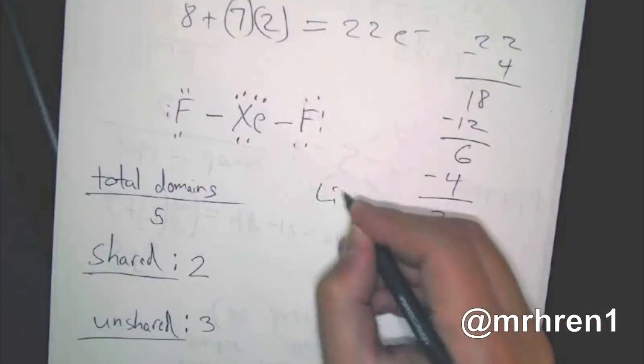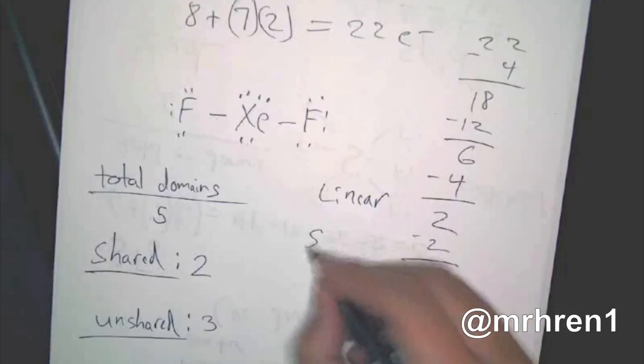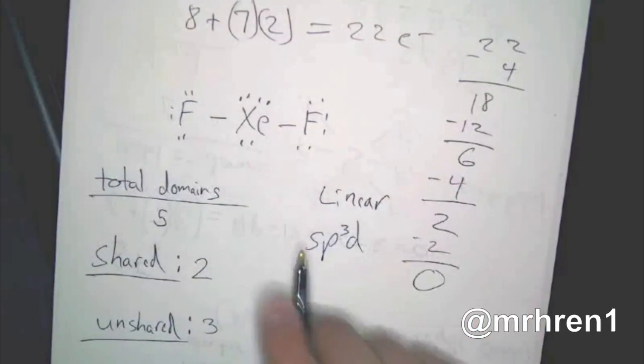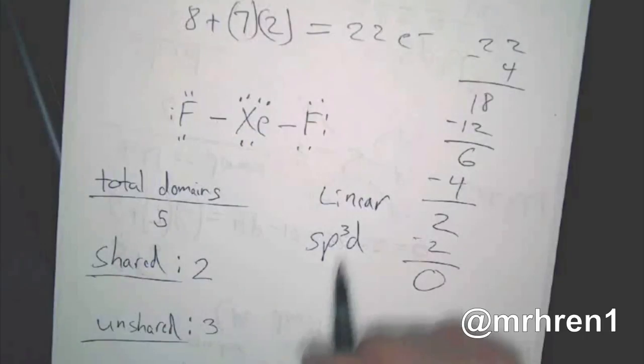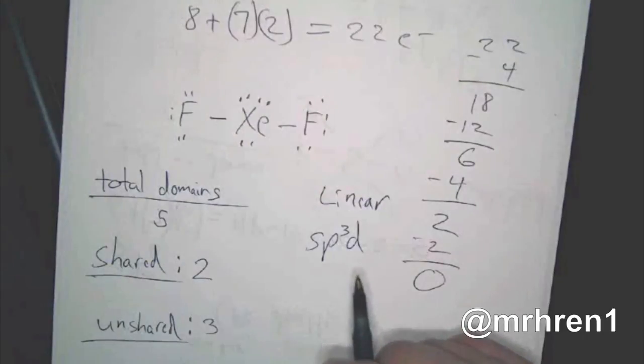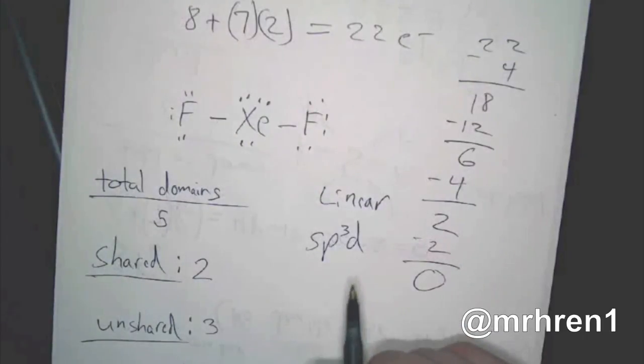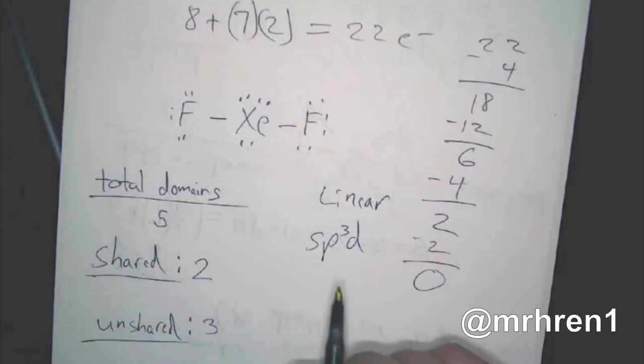So what you're going to do is you'd say, okay, this is a linear molecule, and then the hybridization, this chart just tells you it's sp3d. But if you wanted to think about it, 5 domains means you would have S, 3 Ps, and 1 D to add up to 5 total orbitals, if you want to think about it like that. But that's the general idea.